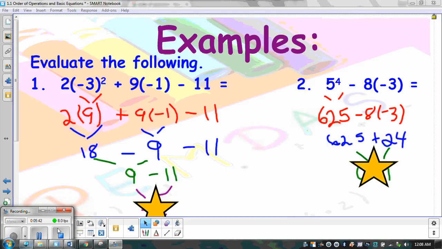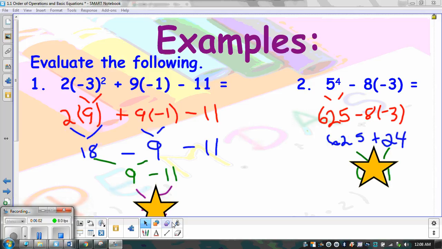On number 1, you do see there's two sets of parentheses here and here, but we do not count those as parentheses because inside the parentheses there's no problem to solve. It is just the integer -3. This is just the integer -1. There are technically no parentheses in this problem for us to solve first.